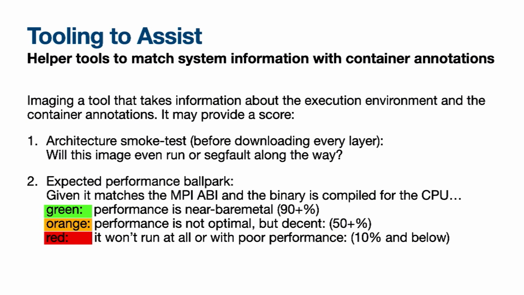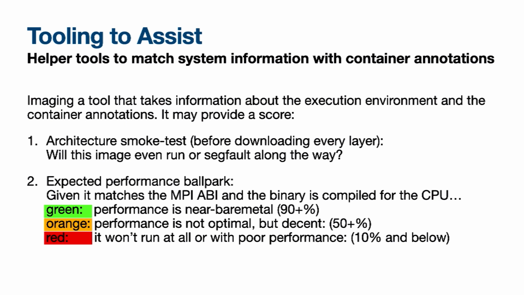Like we have the system fingerprint, we have the container annotation, and this tool then can do a little smoke test, like create the fingerprint, and then if it's pointed to a container on the registry, it can just download the manifest or the config object, look at the annotations and then do some mix and matching and say, okay, it's green if the performance is expected to be perfect because it's a perfect match. Maybe it's orange if the performance is okay, but not optimal. And the percentages of course vary depending on your use case.